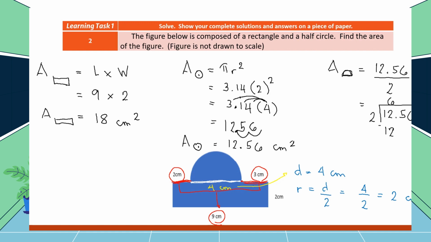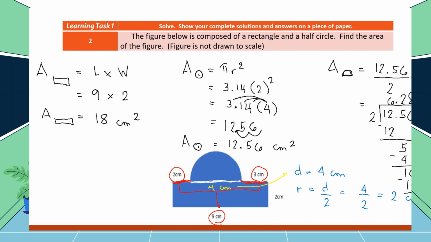And then subtract 12 from 12. The answer is 0. Tama? So, bring down 5. Okay? So, copy the decimal point. 5 divided by 2. The answer is 2. And 2 times 2. The answer is 4. Subtract 4 from 5. So, the answer is 1. And then bring down 6. So, it is 16. And 16 divided by 2, the answer is 8. And 8 times 2, the answer is 16. And subtract 16 from 16, of course, the difference is 0.